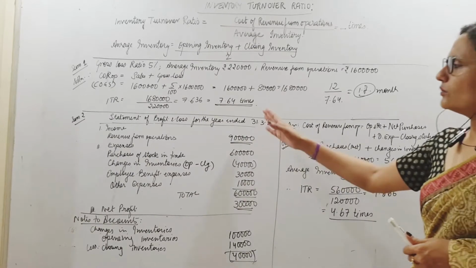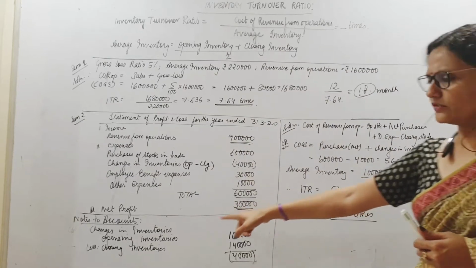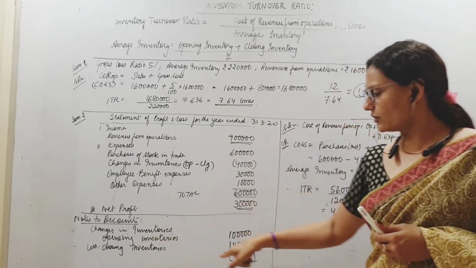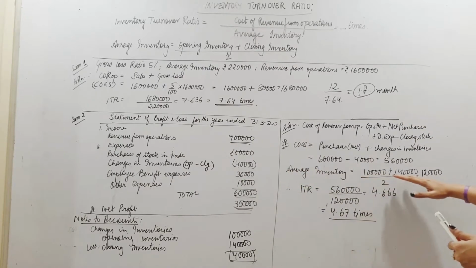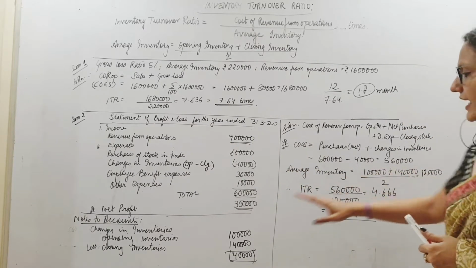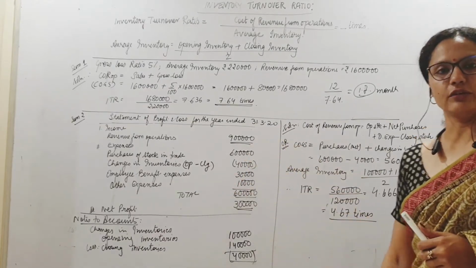So what do we know? How do we get cost of revenue and how do I get average inventory? Average inventory तो बड़ा easy लग रहा है because opening और closing inventory both are given to me. So average inventory is 1 lakh plus 1 lakh 40 divided by 2, 1 lakh 20. Done. What about cost of revenue from operation?